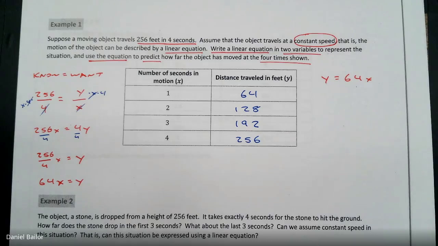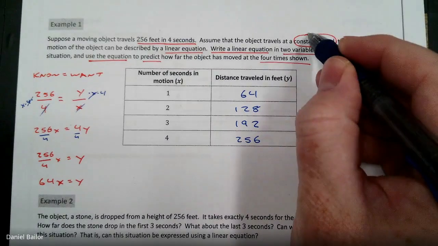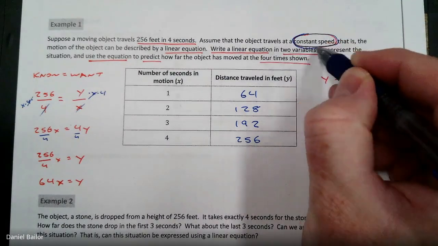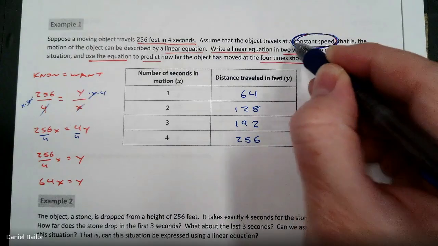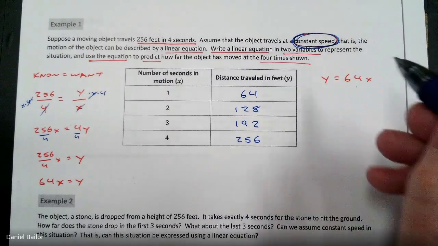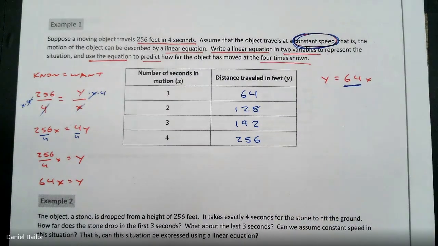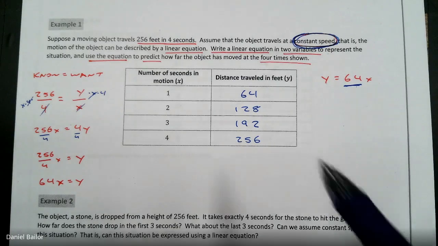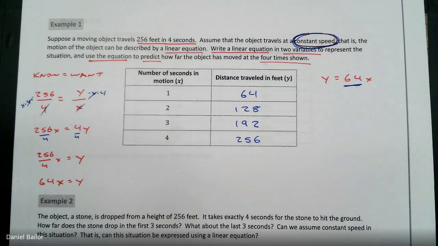So that's how we can predict how an object moves when there is a constant speed. This is like Module 4. When the speed is constant, the slope is predictable, the change is predictable. We can use a linear equation to find it. This is exactly what we did at the beginning of Module 4.